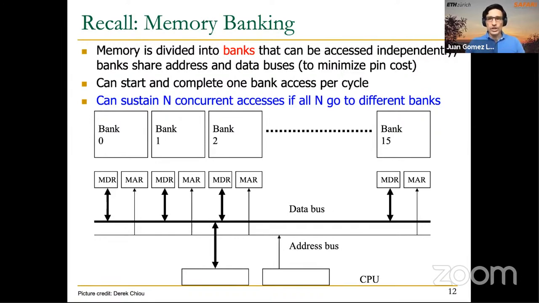In order to do that, we divide the memory into independent banks that can be accessed independently. And this way we are able to sustain as many concurrent accesses to memory as banks we have.